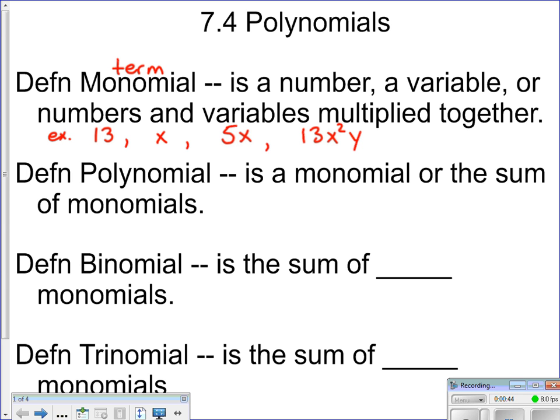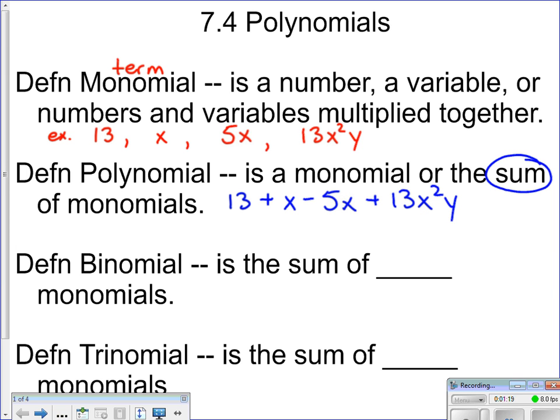Now in a larger scheme, we have polynomials. Now a polynomial is what you get when you add monomials together. So if you take the 13, you add that with x, and you can even subtract the 5x and add the 13 x squared y. If you put pluses and minus signs between them, that's called a polynomial. It's either one monomial or several of them added or subtracted together.